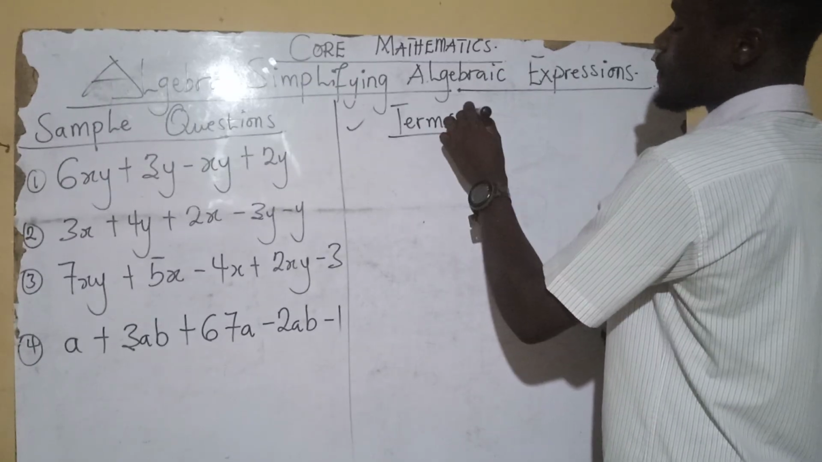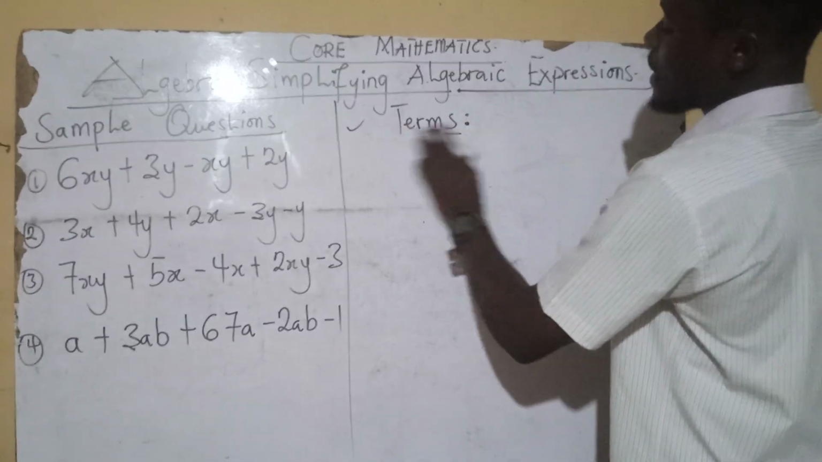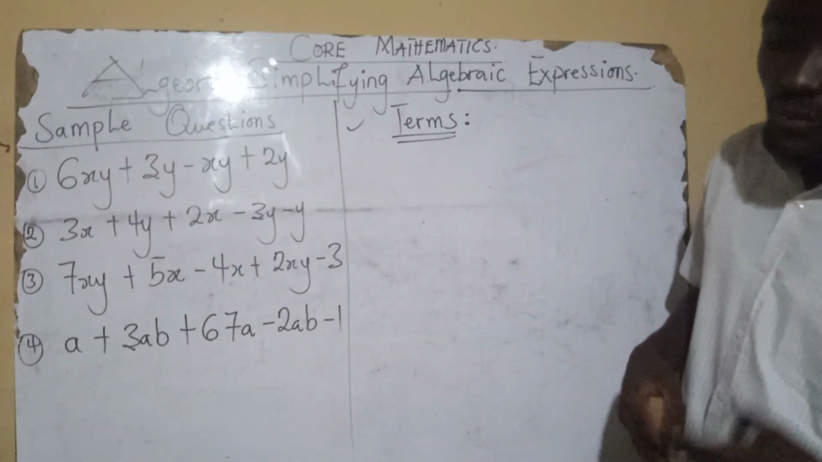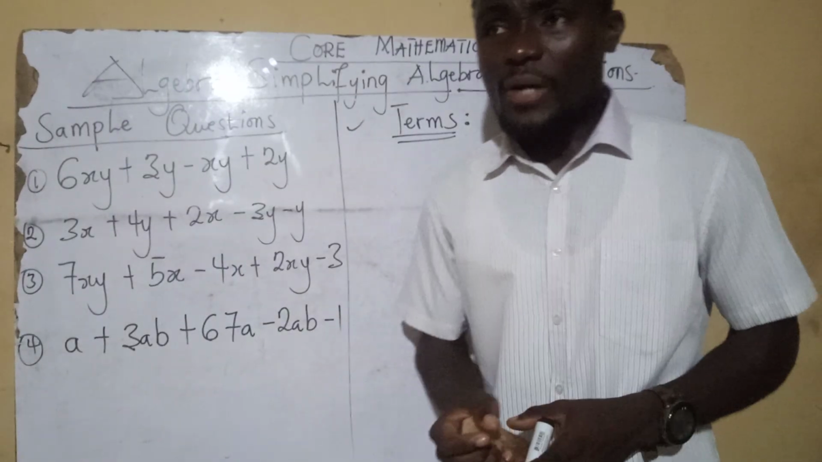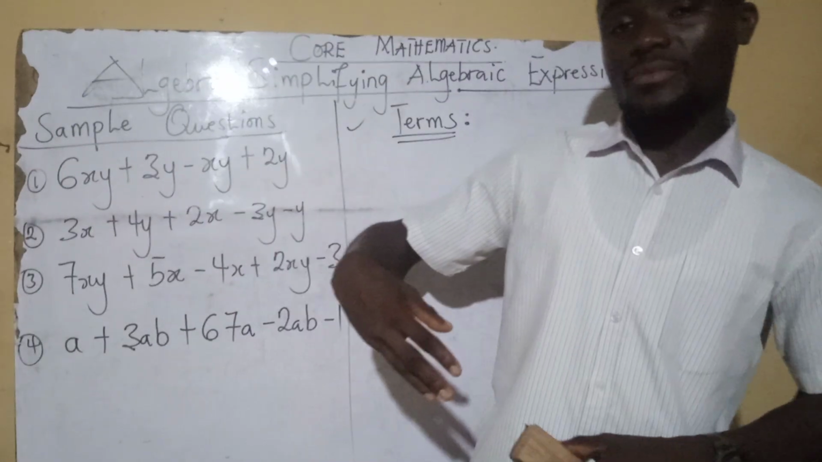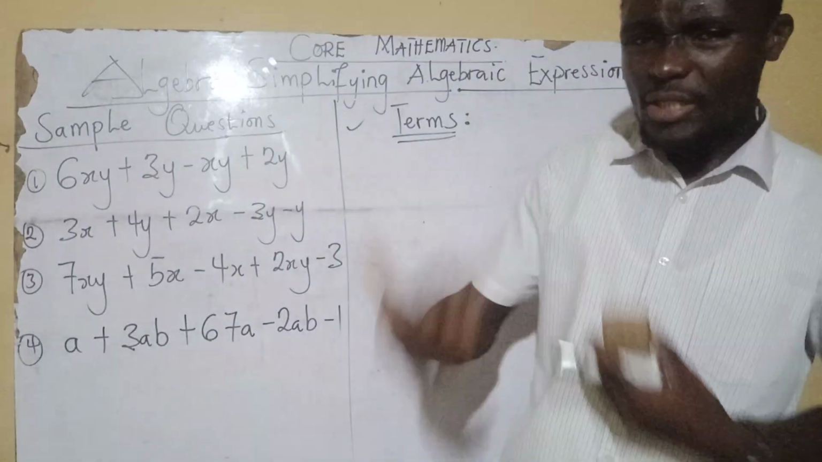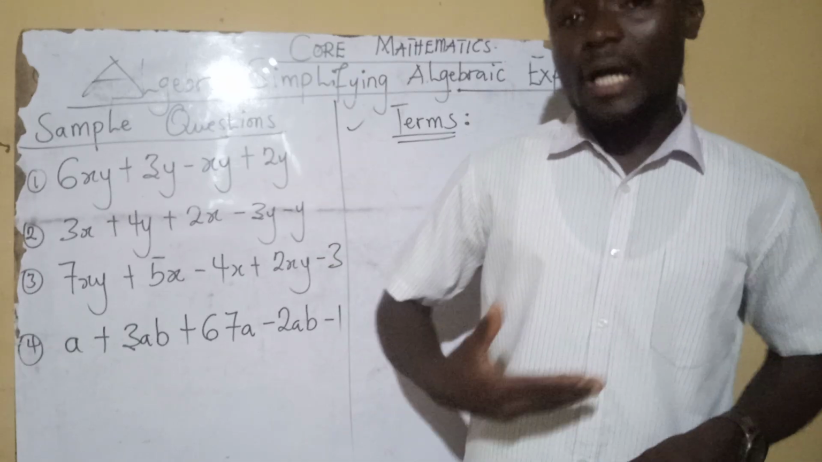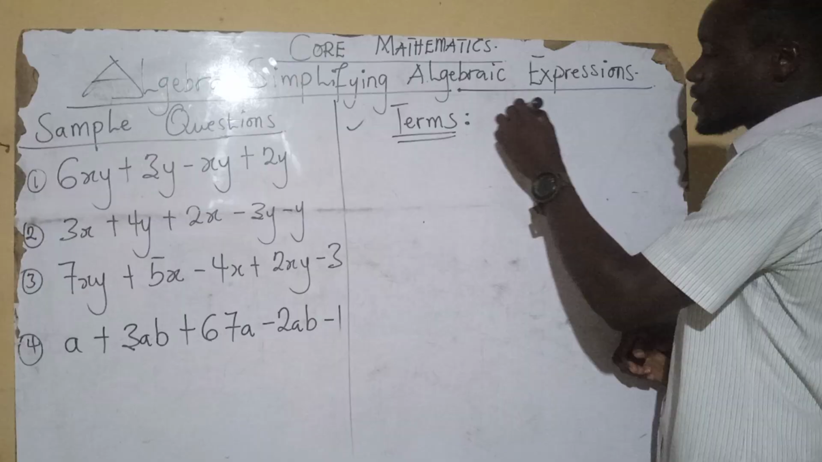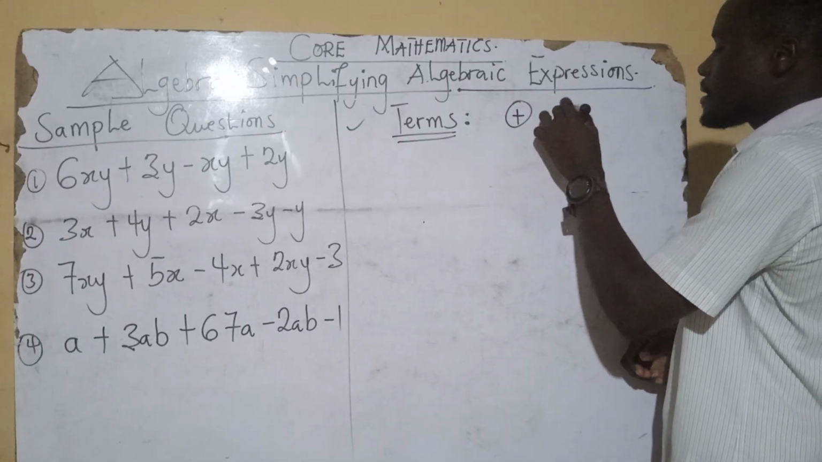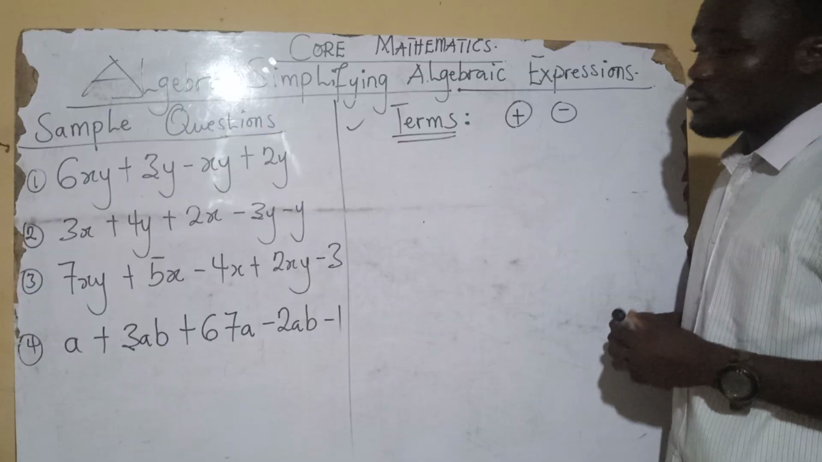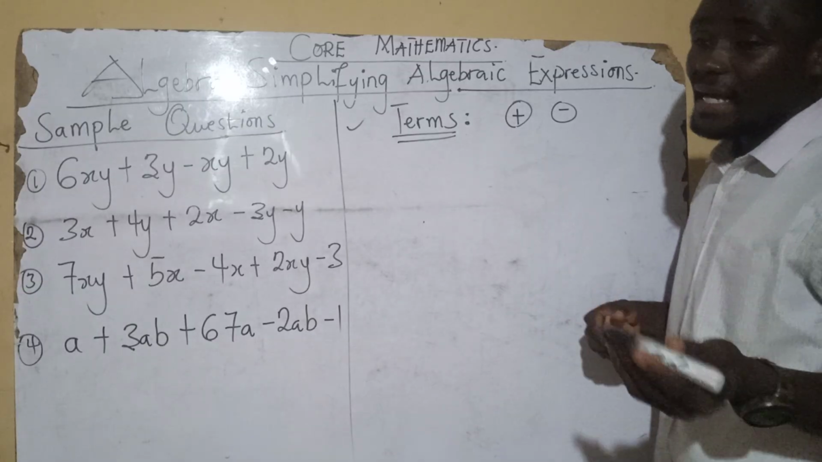So take note of this. When we say terms in algebra, we are referring to the constituents within the expression. Now, how will you be able to identify the number of terms that an expression has? Here we are using the operational signs, addition and subtraction. We are using these two signs to do that.